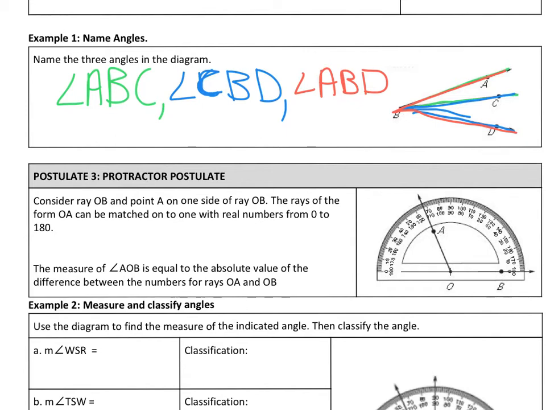So if you notice, for each of these angles, B is the vertex, and they all have different sides. So it wouldn't be helpful to just name each of these angles angle B, because that wouldn't be specific enough. So make sure that you're paying attention to the points you're using and that the vertex is always the middle point in the naming of your angles.